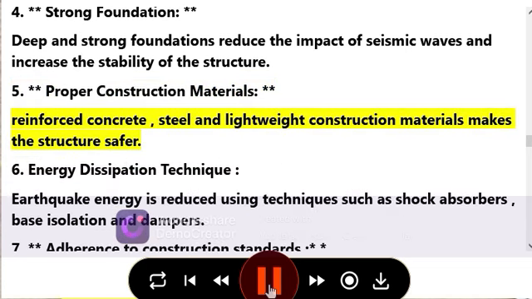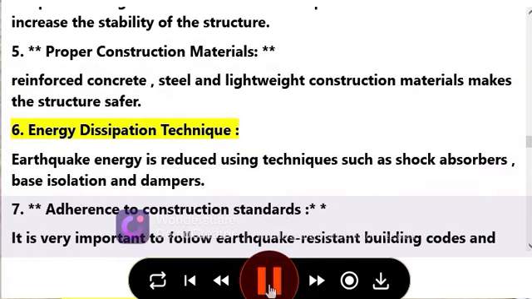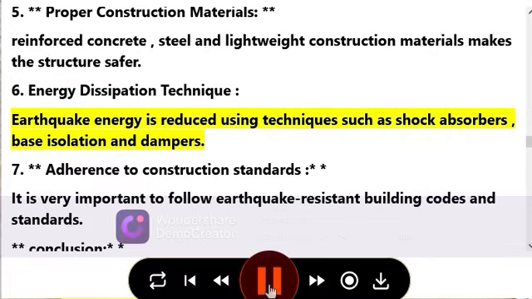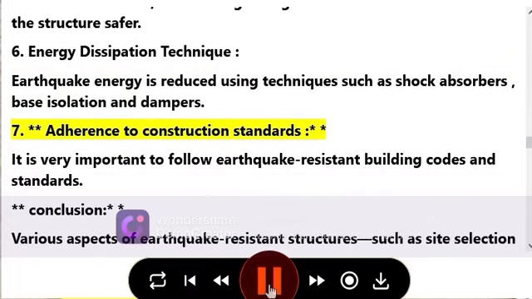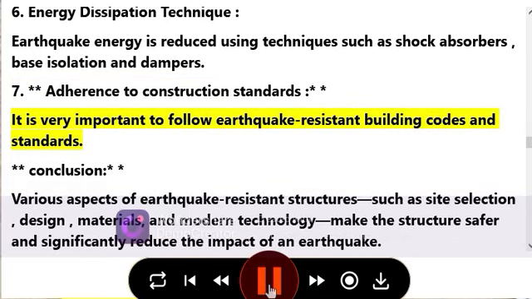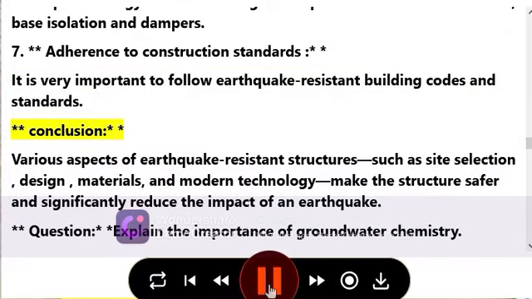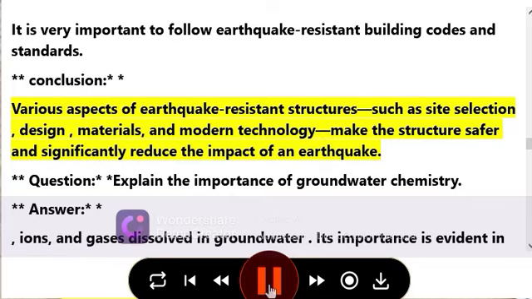5. Proper construction materials. Reinforced concrete, steel and lightweight construction materials make the structure safer. 6. Energy dissipation techniques. Earthquake energy is reduced using techniques such as shock absorbers, base isolation and dampers. 7. Adherence to construction standards. It is very important to follow earthquake-resistant building codes and standards.